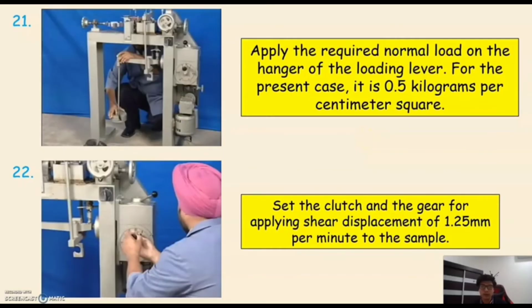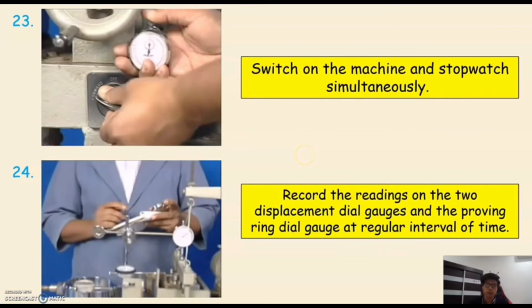In step 21, apply the required normal load on the hanger of the loading lever. For the present case, it is 0.5 kilograms per centimeter square. The next step, step 22, set the clutch and the gear for applying shear displacement of 1.25 mm per minute to the sample. In step 23, we have to switch on the machine and stopwatch simultaneously.